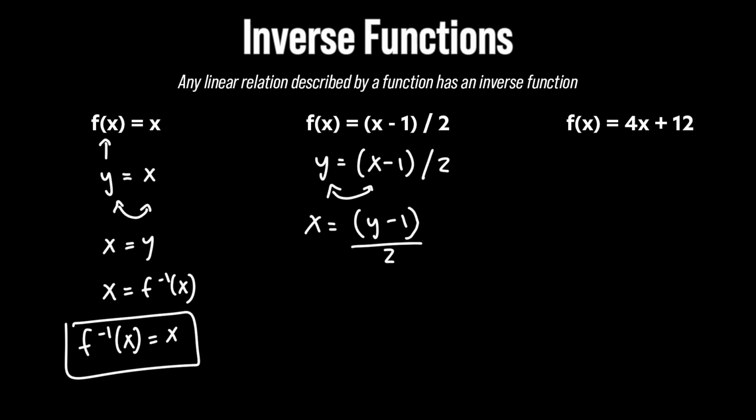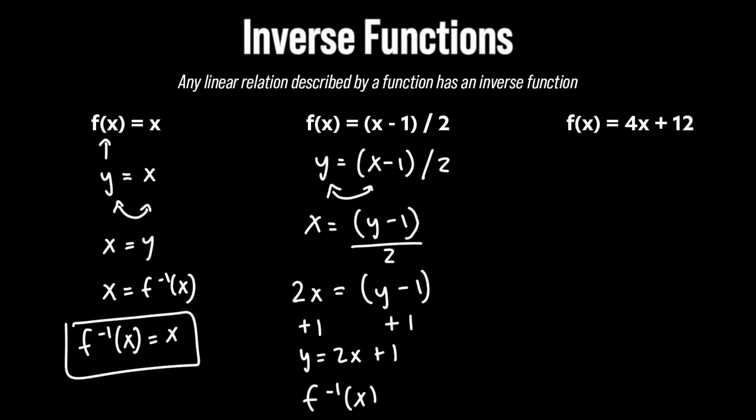So multiply both sides by 2. So 2x is equal to y minus 1. And now we're going to add 1 to both sides. So we're going to get y is equal to 2x plus 1. Now let's replace y with f inverse of x. And here we have our inverse function. The inverse of (x minus 1) divided by 2 is 2x plus 1.